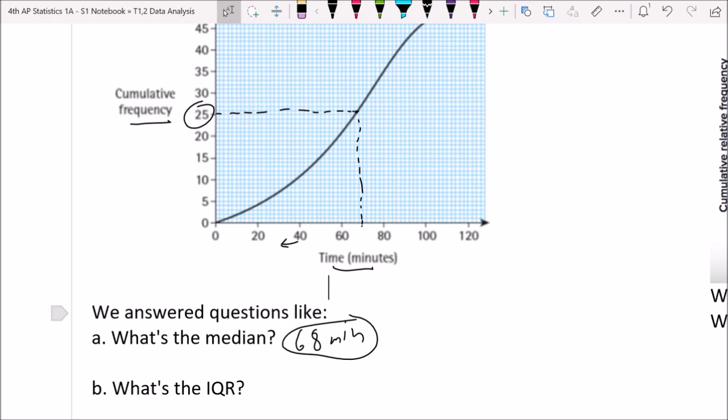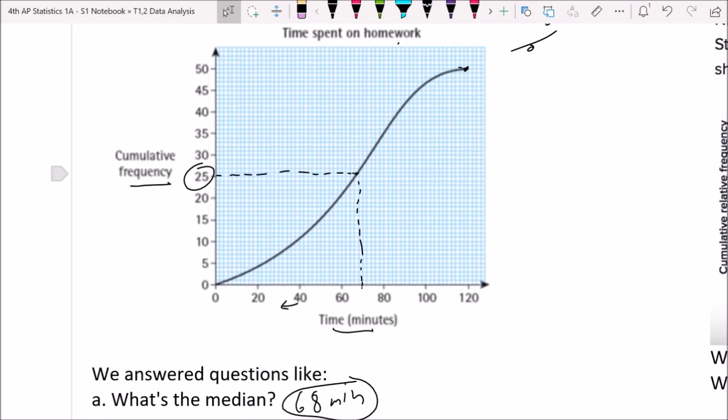What else could we answer? The interquartile range. Absolutely. Okay, so if we're dealing with the interquartile range, we would need Q1 and Q3. And if this is the median right here, another way of thinking of Q1 is it's like the median of the first half of the data. So that's going to be somewhere in here around 12.5. All I'm doing is saying that's half of 25. So trace that over, trace that down. Looks like it's maybe 44. It's hard to say. So maybe that's 44 for Q1.